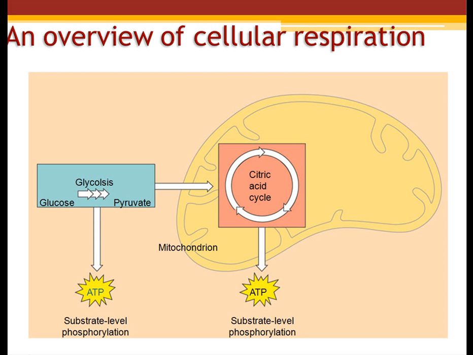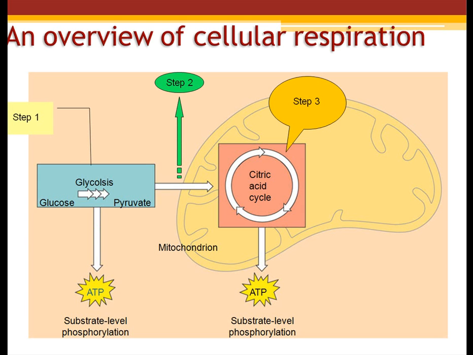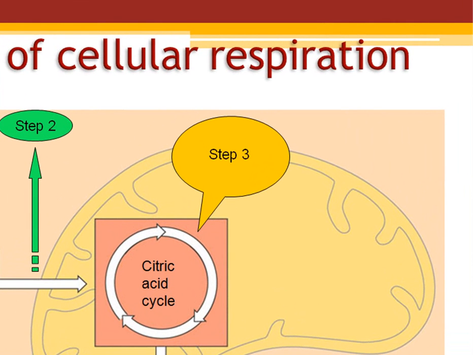So to recap, we have glycolysis occurring for step 1 in the cytosol. Step 2 occurs as the pyruvate goes across the membranes of the mitochondrion, and step 3 occurs inside the matrix of the mitochondrion.